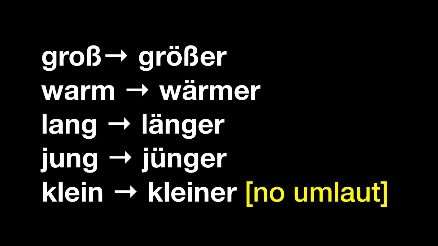And so here's a series of examples. Groß, größer, warm, wärmer, lang, länger, jung, jünger. But not every adjective will take umlauts in the comparative. So here we see klein goes to kleiner. There's no umlaut there. In the case of klein, there's no umlaut because the vowels E and I never take umlauts.